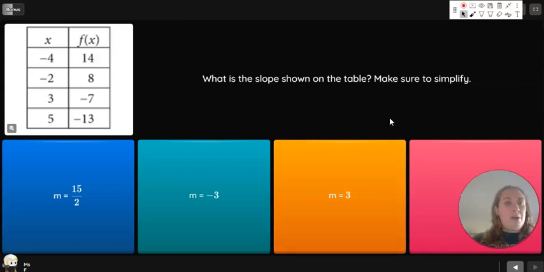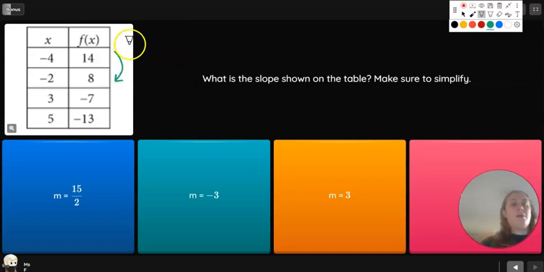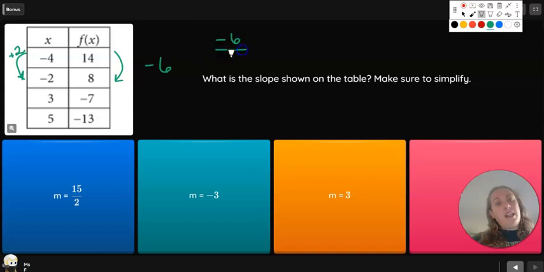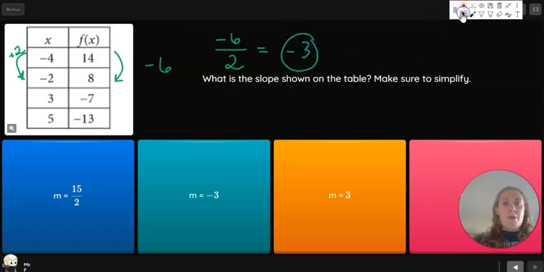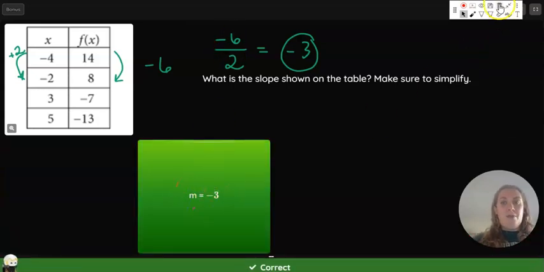What is the slope shown on the table? Make sure to simplify. So how do we get from 14 to 8? Those numbers are getting smaller. We're going down 6. Yeah, beautiful. And then from -4 to -2, they're actually getting bigger, closer to 0. We're going up 2. So our rise is -6 and our run is 2. -6 divided by 2 gets us a value of -3. So I'm going to plug -3 in for our slope. Beautiful.